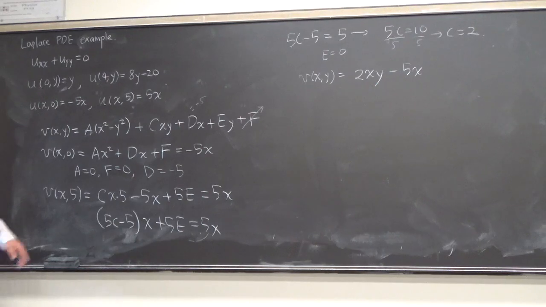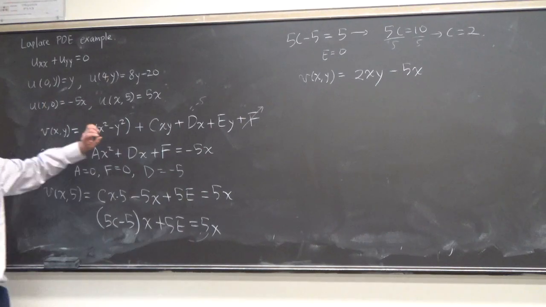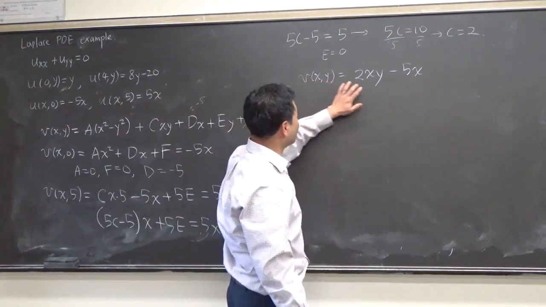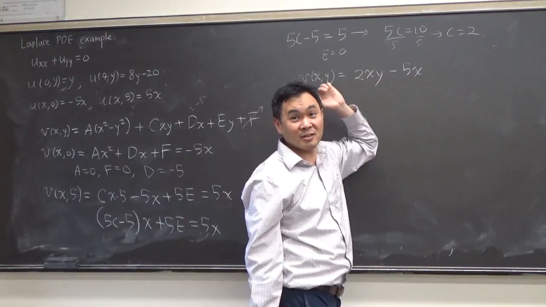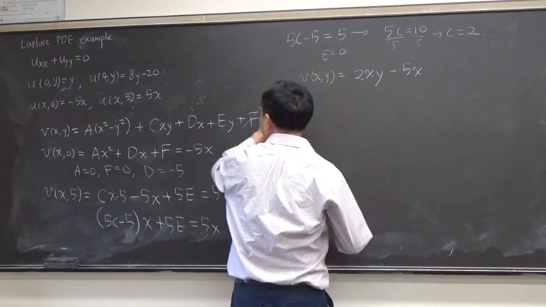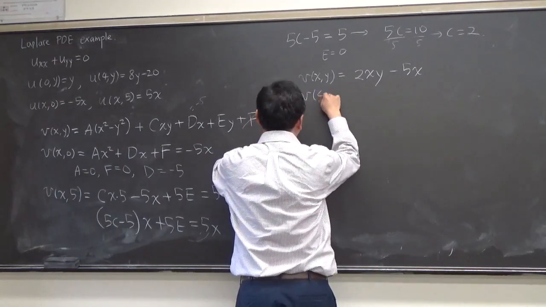Now clearly this is not going to satisfy this one, because if you plug in 0 into x, it says 0, whereas that's y, right? That's not good. However, what happens if I plug in 4 for x?